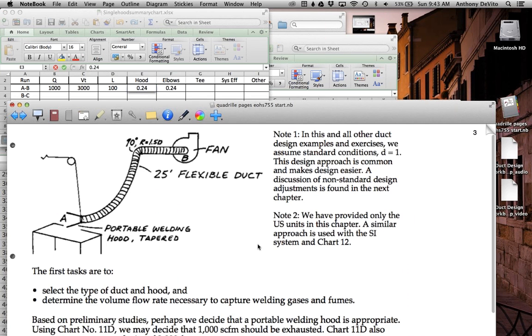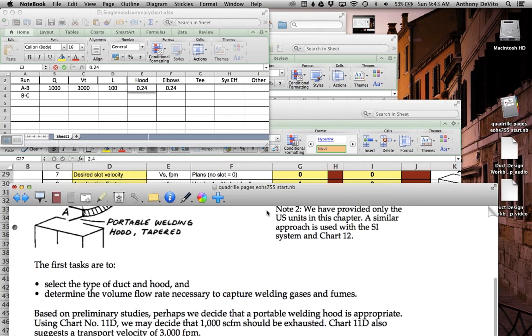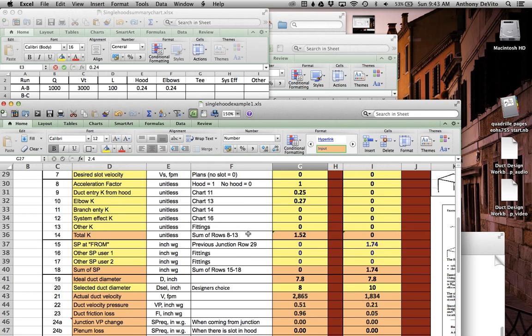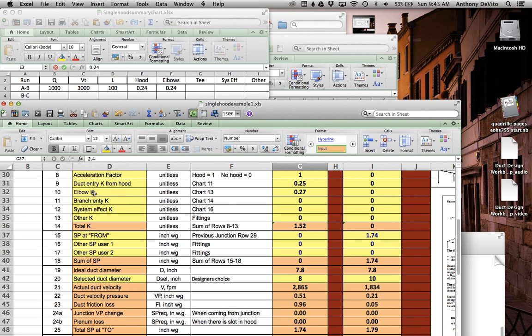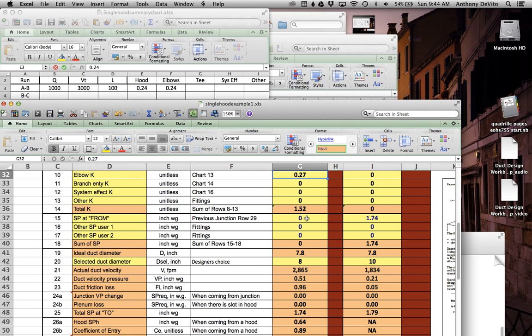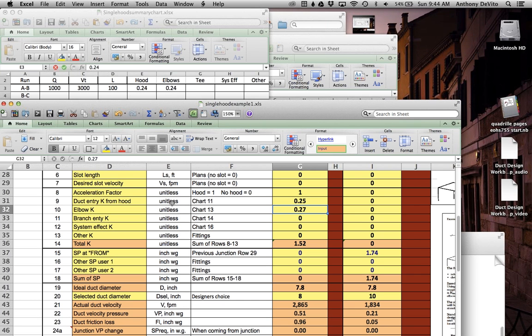Okay, just to confirm, I'm going to go back here and take a look. Yep, it was 0.25. Now the K for the elbow was 0.27. That 4-piece elbow that made our 90-degree turn was 0.27. If we had 2 identical elbows, we would have doubled that, made it 0.54. Or 3, we would have tripled it, and so on. We count the loss at each elbow. So this entire section is our accounting for various losses throughout the system.